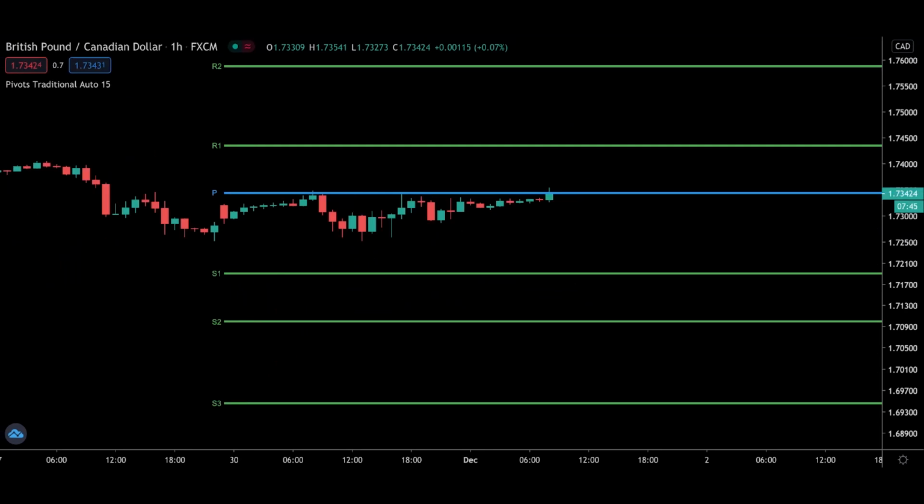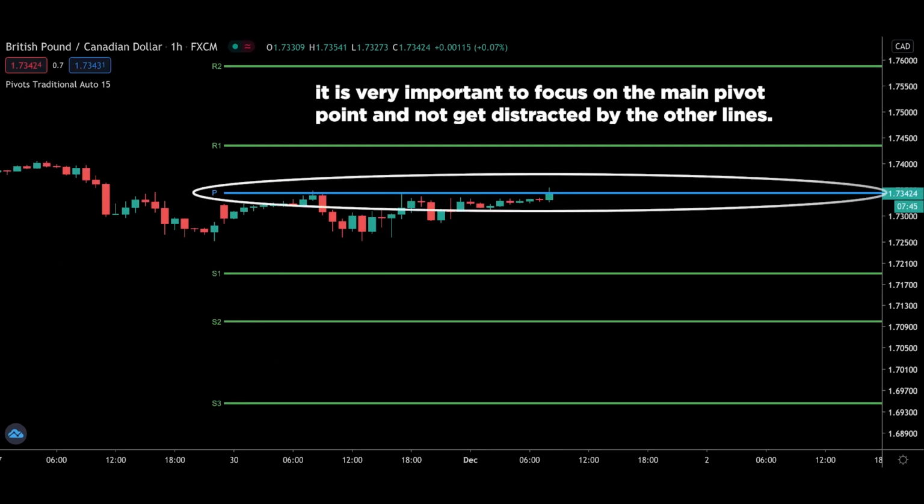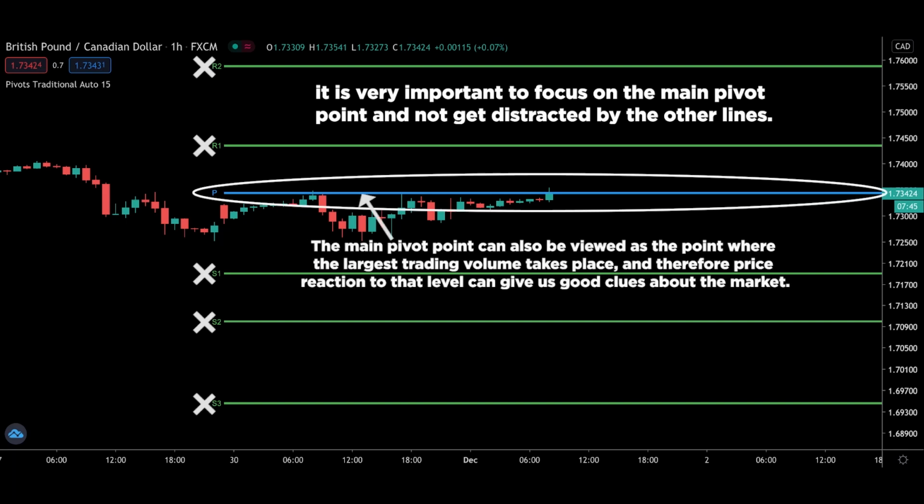So for this reason, it is very important to focus on the main pivot point and not get distracted by the other lines. The main pivot point can also be viewed as the point where the largest trading volume takes place, and therefore price reaction to that level can give us a good clue about the market.